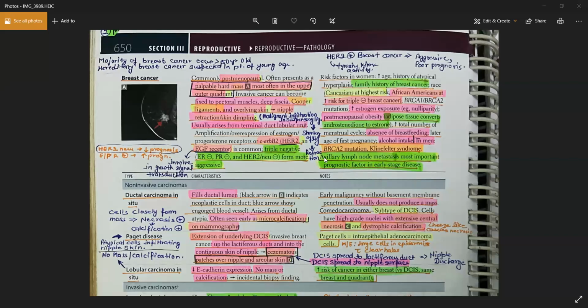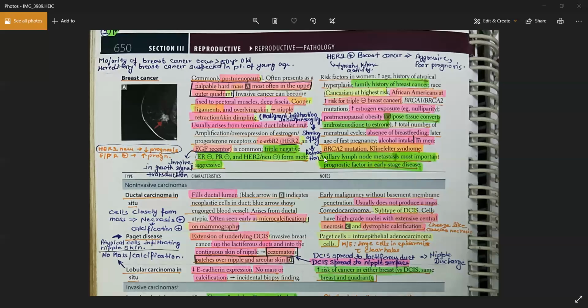They will perform a dissection there. After dissecting the axillary lymph nodes, you will check whether tumor cells are present or not. If the tumor cells are present there, that means metastasis has already occurred, and as a result, this patient will have a very poor prognosis, right?